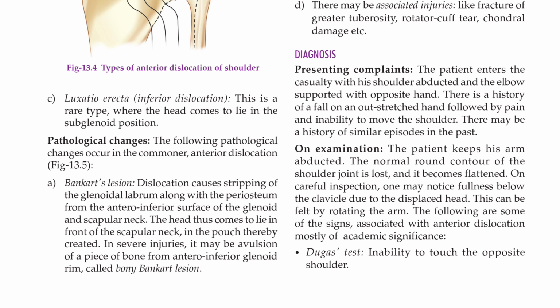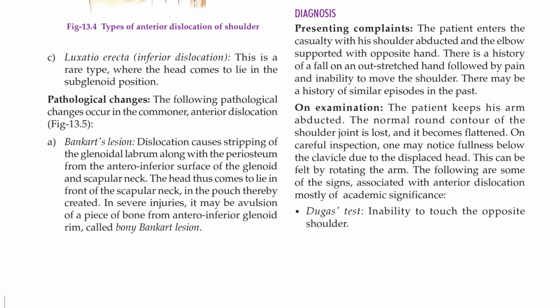Then you are a doctor, so you will do an examination. What will you do on examination? The patient keeps his arm abducted. The normal round contour of the shoulder joint is lost. So normal contour is round. Okay. So the normal round contour of the shoulder joint is lost and it becomes flattened.